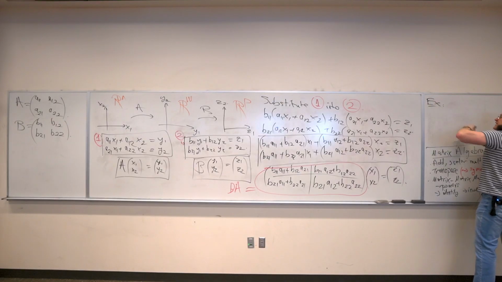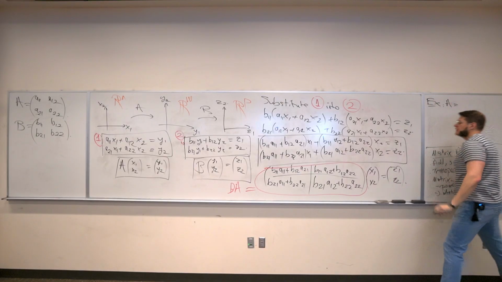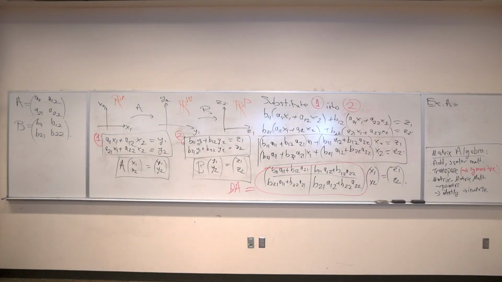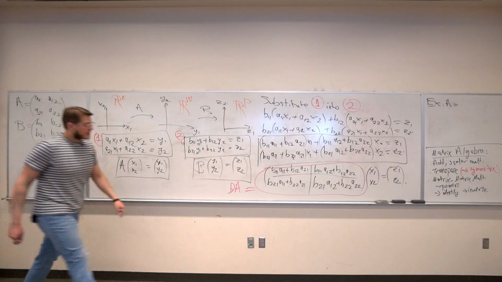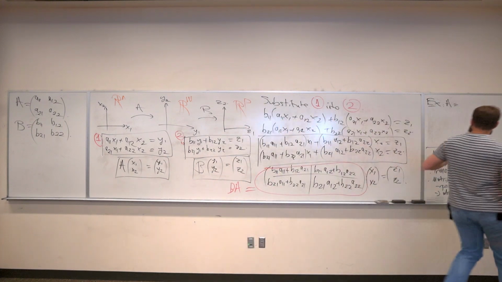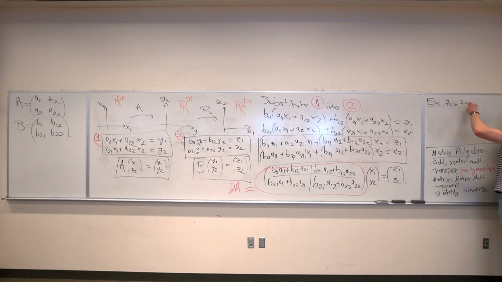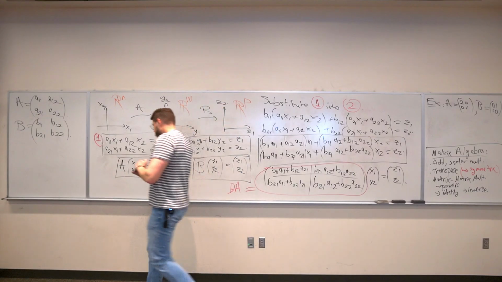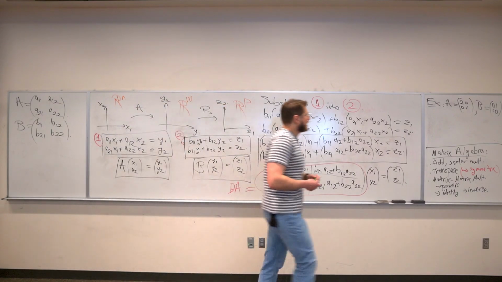For instance, let's say A is diagonal with 2, 1, and B, let's say, is the interchange matrix. A is this. I want to compute, let's say, BA and also AB.